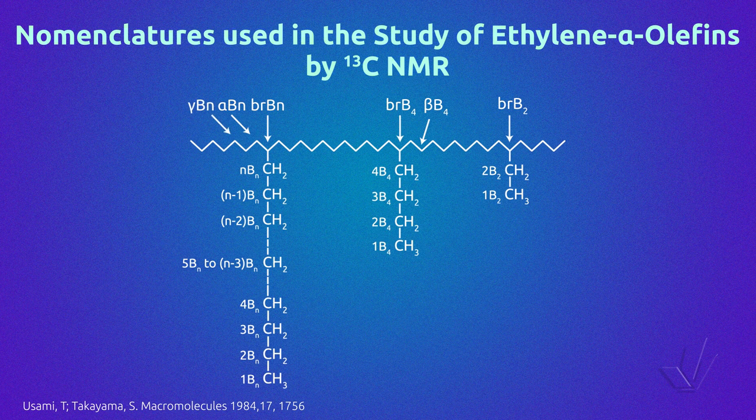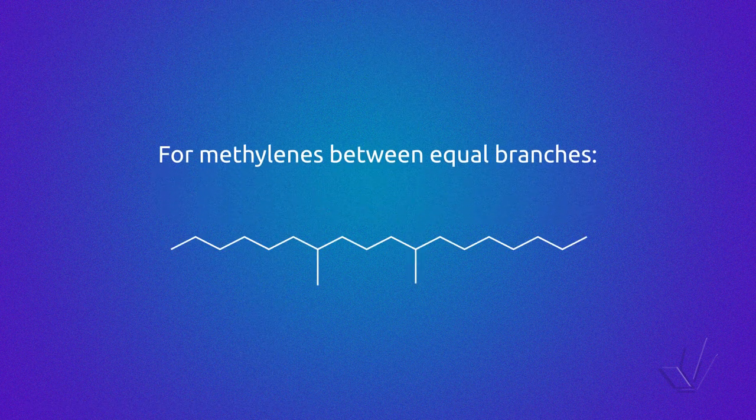To indicate a carbon of the branch, there are used numbers starting with the methyl group as 1. For branch point carbons, Br is used. The methylene of the backbone are labeled with Greek letters, being alpha the carbon adjacent to the methine, and so on. For methylene between equal branches, two Greek letters are used. In this example, the methylene in position alpha from one branch point and gamma from the other is called alpha gamma B1 because the branches have only one carbon atom.